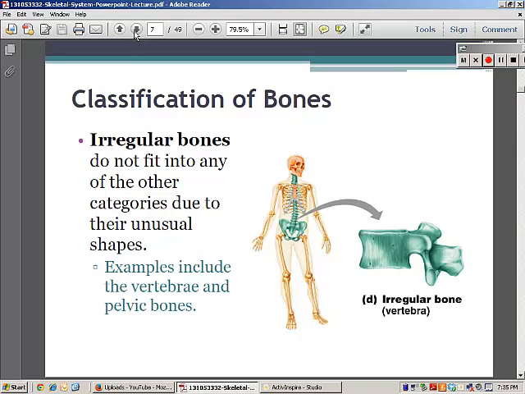Our last one, we're going to call these guys irregular bones, partly because they just don't fit in any other category that we've mentioned so far. They're very irregular in shape. And so a good example of these guys are our vertebrae. Or you could have even seen some of your pelvic bone that kind of looks like a butterfly sometimes. That's very irregular shaped in comparison to many of the other bones we have in our body.